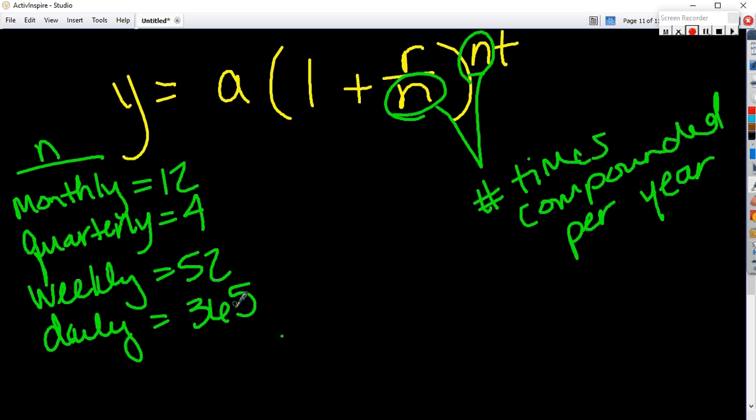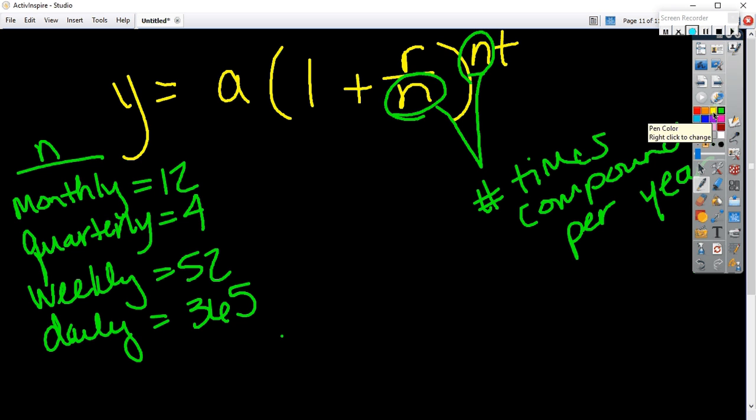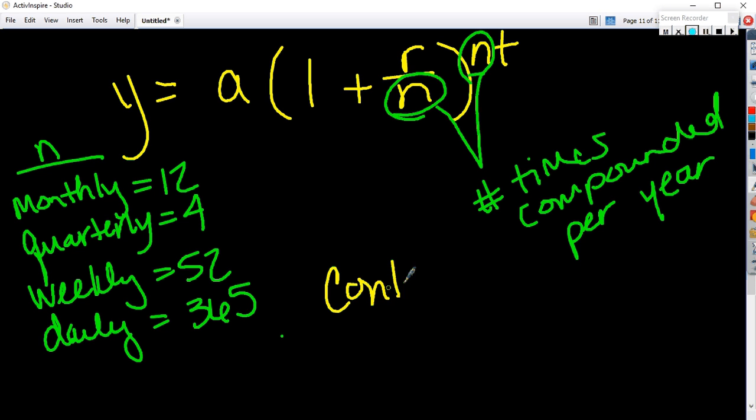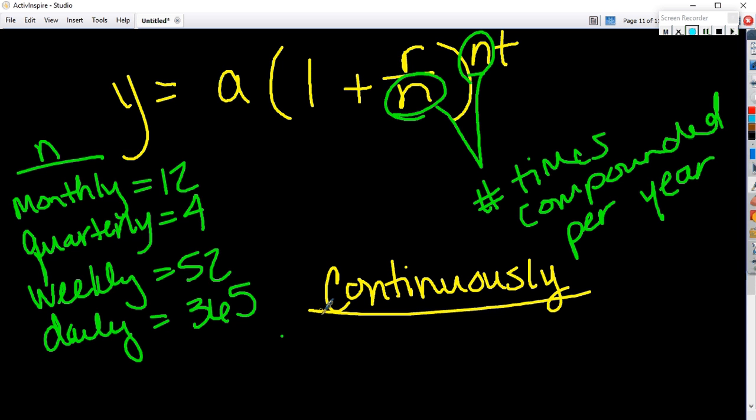The bigger that these numbers get, the closer it gets to being compounded what we call continuously. Compounded continuously looks like this, okay? My A, this is the most common, the most real life formula is PERT.